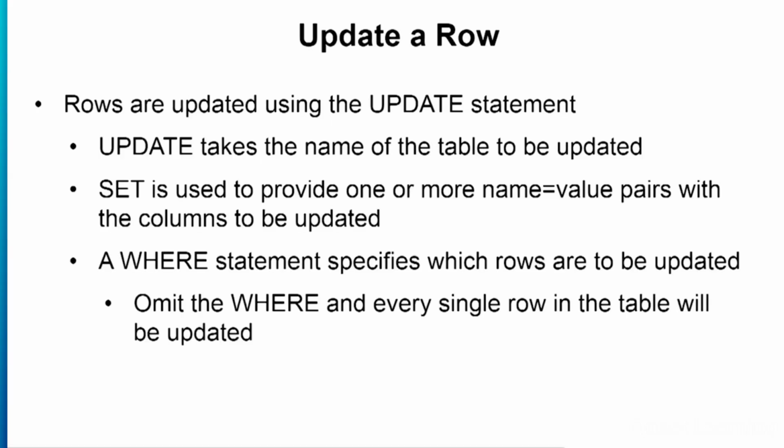To update a row, use the update statement. Update gets passed the table that you're updating, and then set is used to specify name equals value pairs for each of the columns being updated. And perhaps most importantly, the where clause. The where tells it what row you're going to update, and if you omit that where clause, your DBMS will very reliably update every single row in the table with the updated data. And again, there's no undo button.